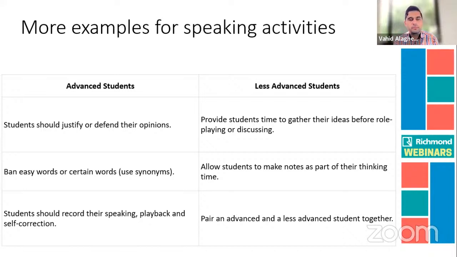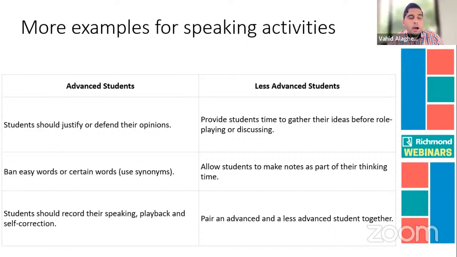In this case, they can always mention, and we can create new topics based on those opinions. Or, in case of another idea for the less advanced students, we can allow students to make notes while they are taking their time to create their ideas. This is going to be one idea for the less advanced students.